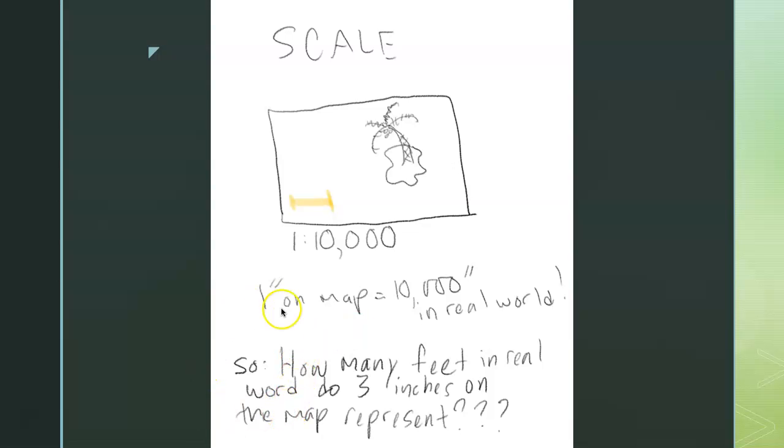Now let's practice this. I forgot the letter L. I just saw this should say, how many feet in the real world do 3 inches on the map represent? Let's think about it. I'm not going to worry about feet yet, but 3 inches on the map, well, if 1 inch on the map equals 10,000 inches in the real world, 3 inches on the map equal 30,000 inches in the real world.